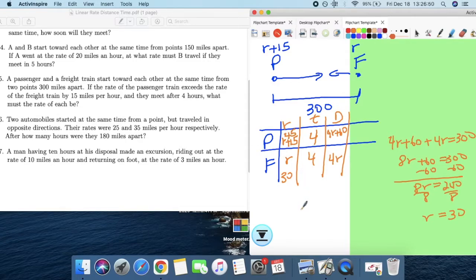Okay. And again, you can substitute this also over here in the distance. Right? So if you substitute here, it means that the freight train, 4 times 30, is going to travel 120 miles. And on top, 4 times 30 plus 60 is going to be 180. So then the passenger train is going to cover 180 miles. And look, 180 plus 120 is 300. And again, that's another way of checking.